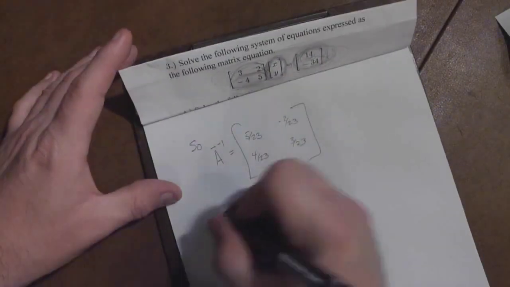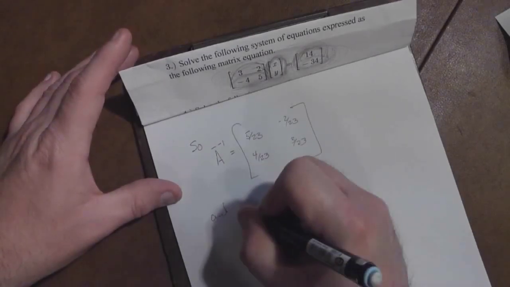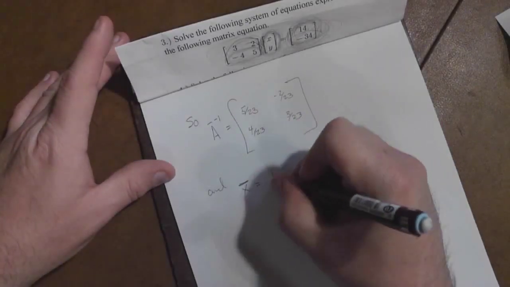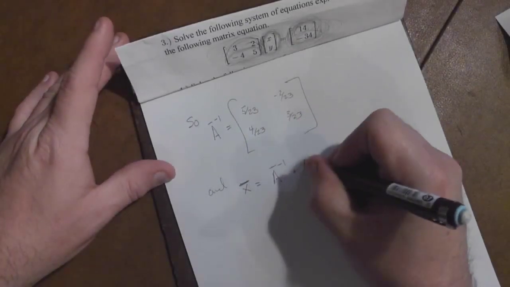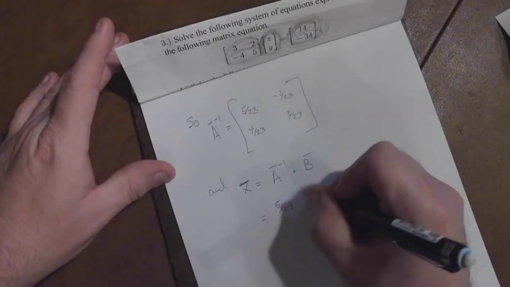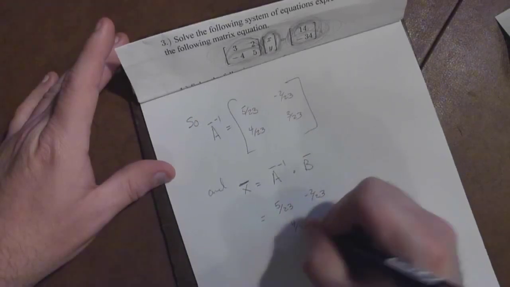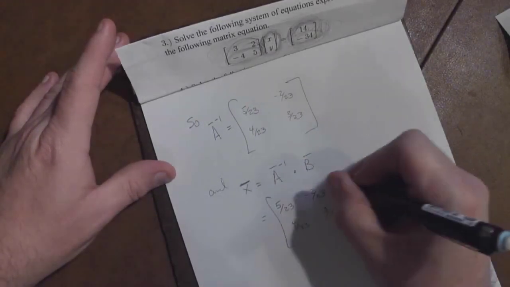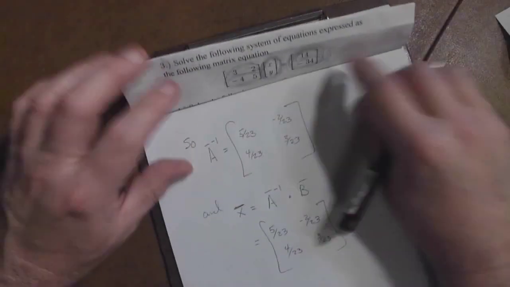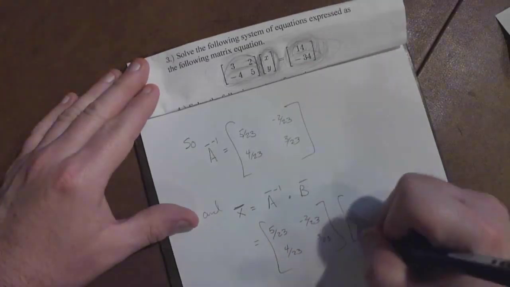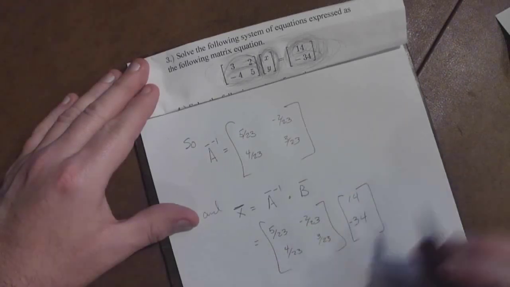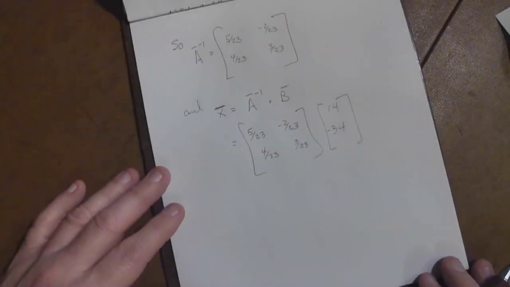So A inverse equals this, and our matrix of solutions, X bar, would be equal to A inverse times B in this problem, which would be this matrix 5/23, -2/23, 4/23, and 3/23, multiplied by matrix B, which we have back here. This is that 14, -34, or -34 in value, right? Too many 23rds in there.